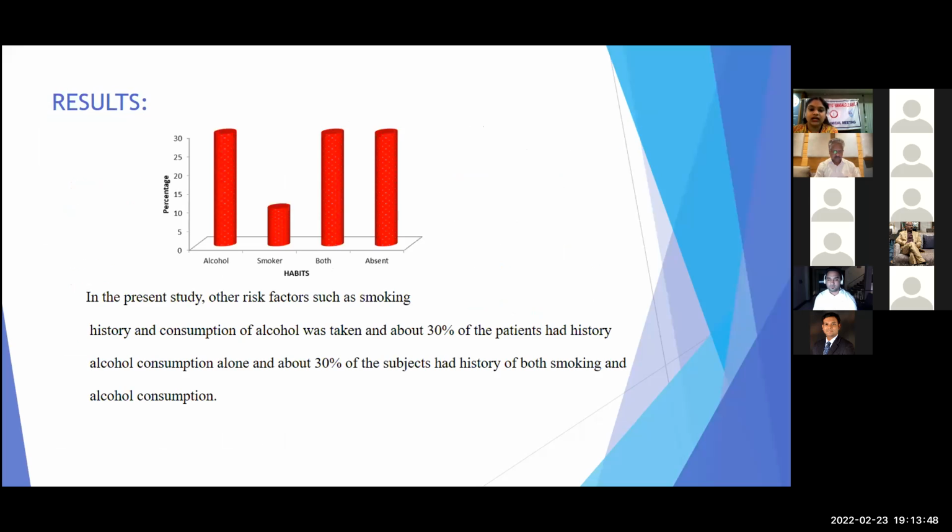In the present study, other risk factors such as smoking history and consumption of alcohol were taken, and about 30% of the patients had a history of alcohol consumption alone, and about 30% of the subjects had a history of both smoking and alcohol consumption.